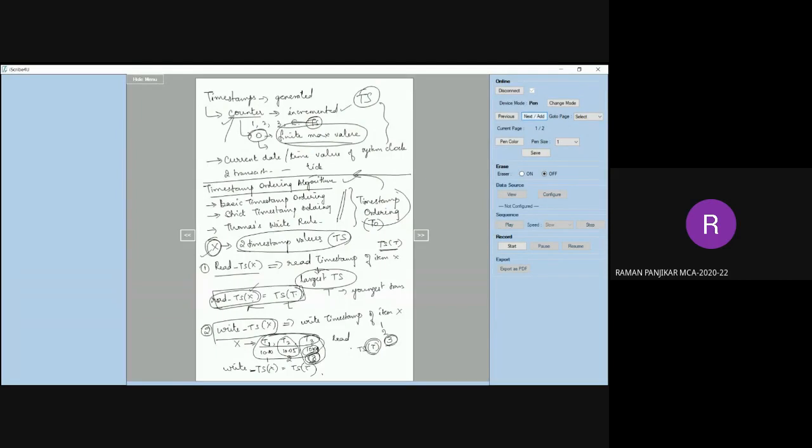So all these three algorithms are going to be associated with two timestamp values, read TS of X and write TS of X. Whichever algorithm we are going to use, all the data items, say data item X, will have two timestamp values, read TS of X and write TS of X. Okay. Any questions, others?